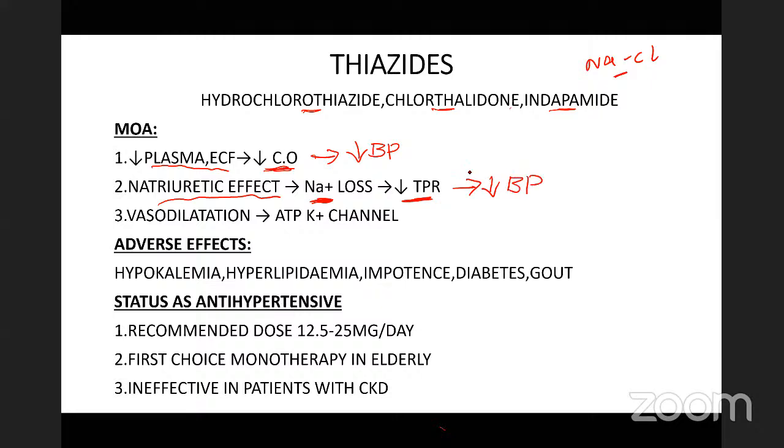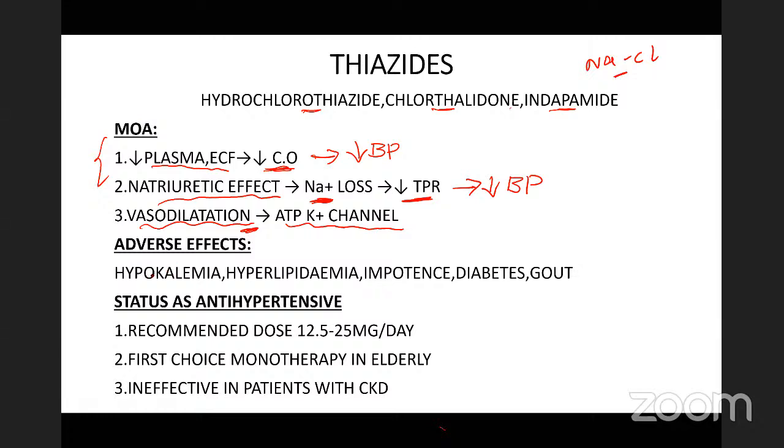One more, thiazide also has a vasodilatation effect, which is of lesser importance. It produces vasodilatation by opening ATP sensitive potassium channels, thereby causing hyperpolarization of the vascular smooth muscle, peripheral resistance decreases, and BP decreases. This is of lesser importance. Thus these are the two important mechanisms contributing to the antihypertensive effect.